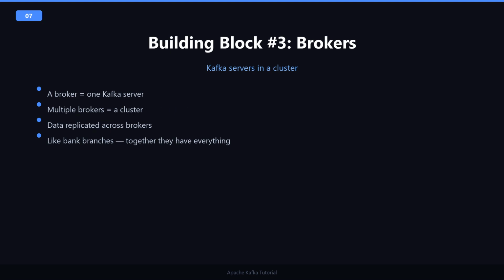Number 3, brokers. A broker is just a Kafka server. In production, you run multiple brokers together, that's called a cluster. Each broker stores some of the data. If one broker crashes, the others still have copies, so nothing is lost. Think of brokers like bank branches. Each branch holds some of the bank's records, but together they have everything.